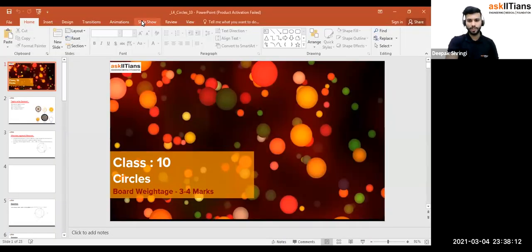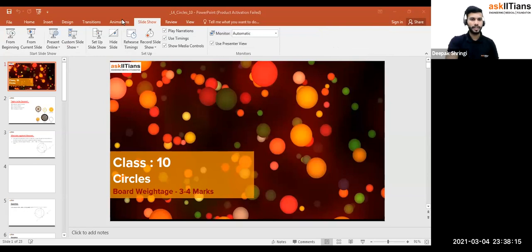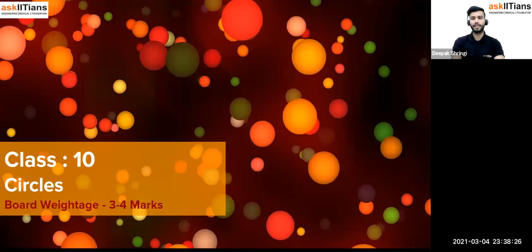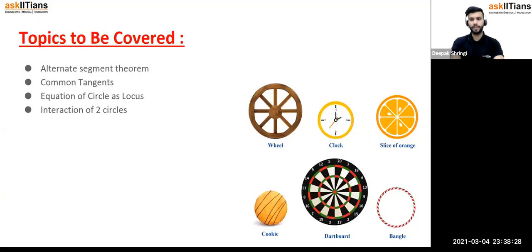Okay, perfect. So I hope my screen is quite visible to everyone. And let's start the slideshow at the beginning. Okay, yeah. So look at this. As I told you, what are the topics of today? The topics are as given below. The first topic is your alternate segment theorem. Then common tangent, what is the meaning of them? We are going to discuss that part. Then we are going to discuss the equation of a circle as a locus, and then intersection of two circles, right? So these are the four things we are going to talk about in today's session.